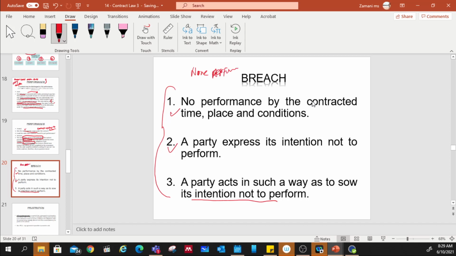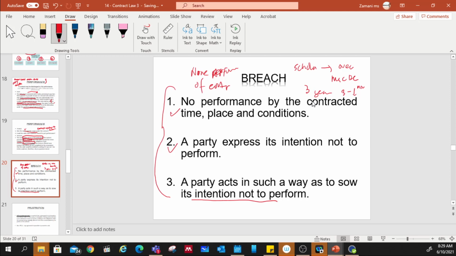For example, you are given a scholarship to go overseas to complete your master's degree in 3 years. In these three years, you can express your intention, if you have problems, to not continue, which means you're breaching. Or maybe after 3 years you come back and your master's degree is not there, you are not getting any degree, so you were not performing under the contract, and you are also breaching the contract.